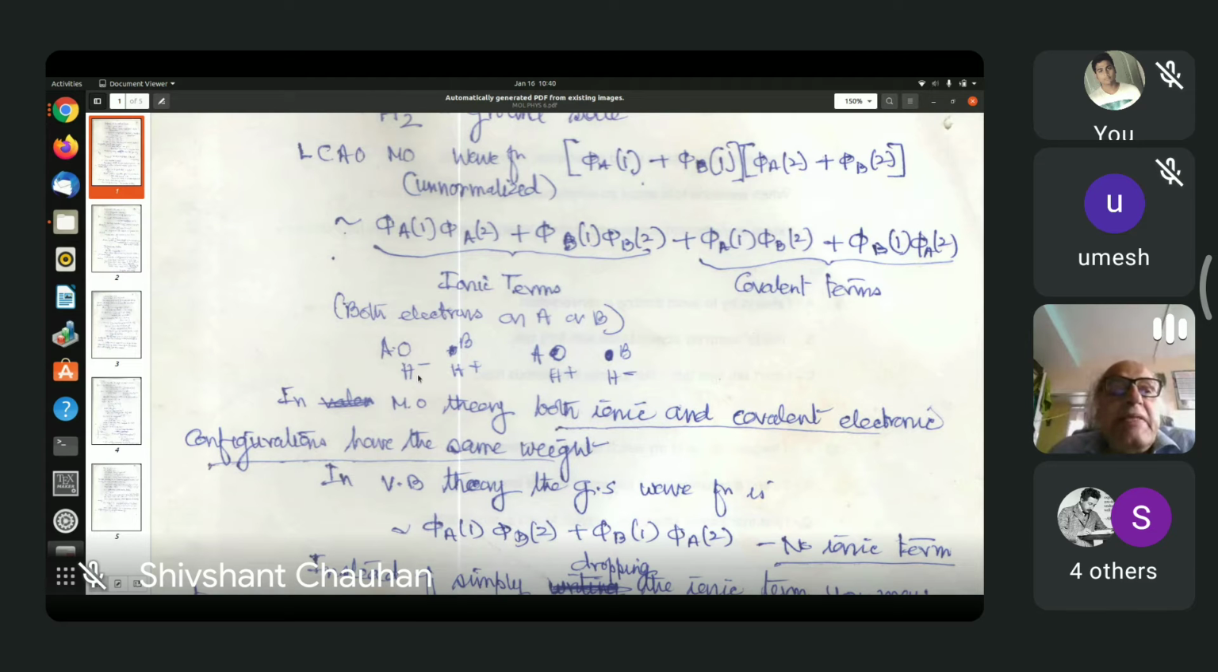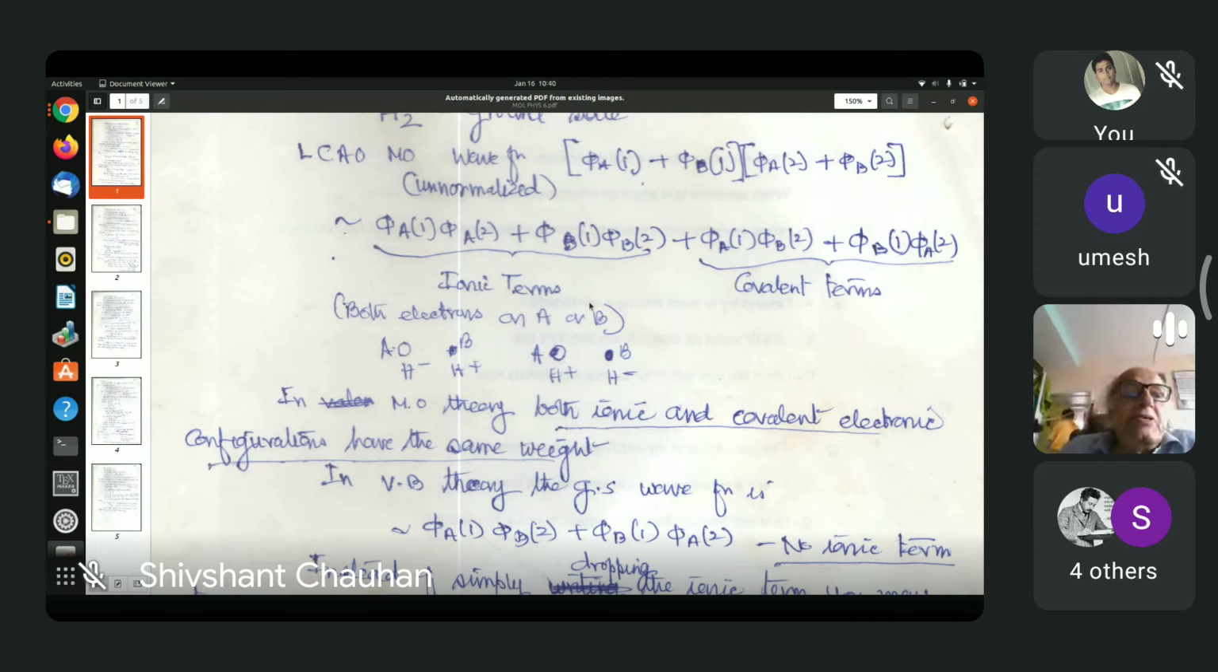Of these 4 terms, the last 2 are the same as the covalent valence bond wave functions we started with in the valence bond theory method. But there are other 2 terms, the first 2 terms, which are phi A1 phi A2 plus phi B1 phi B2. These are not present in valence bond theory. So in molecular orbital theory, the simplest MO theory for the hydrogen molecule H2, we have 4 terms for the wave function, but in valence bond theory we have 2 only.